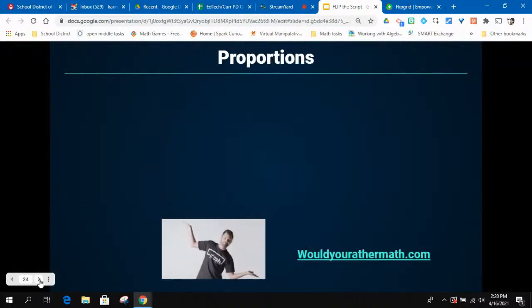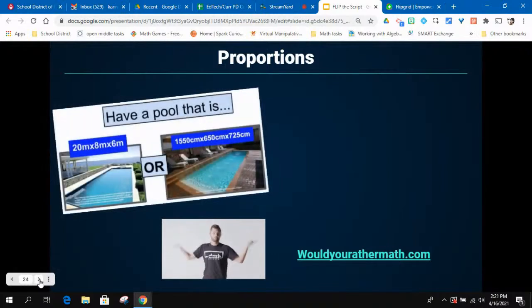We also have proportions. If you have not seen Would You Rather Math, it's something you really have to go see because there are a lot of prompts. For this one, it says, would you rather have a pool that is 20 meters by 8 meters by 6 meters, or 1,550 centimeters by 650 centimeters by 725 centimeters? So students will have to really think about, am I thinking of the area, the volume, the surface area, and why would I choose it? That's the great thing about Would You Rather Math.